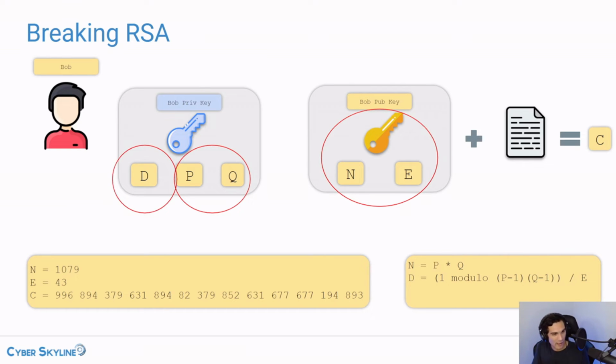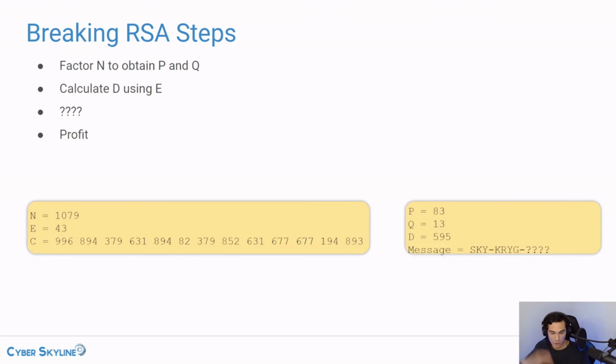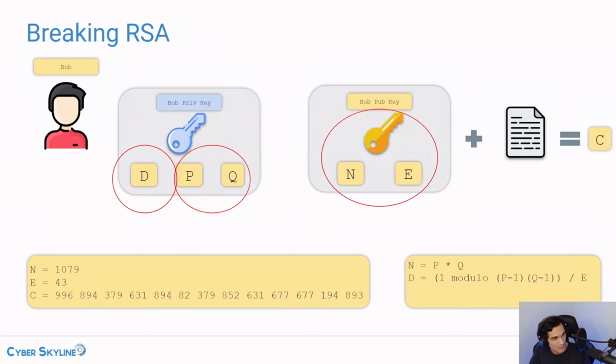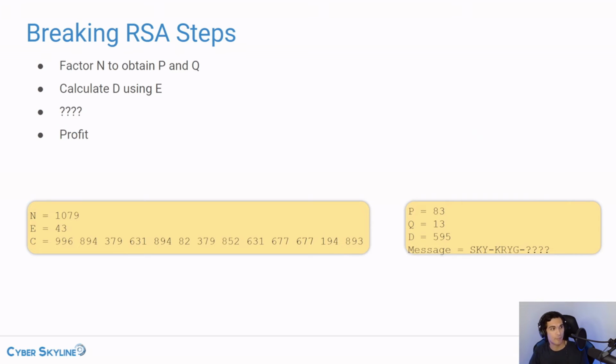So now we've got all of the values. We basically have Bob's private key. We can decrypt the message. So let me just recap the steps that we have here. Step number 1, you're going to factor N to obtain P and Q. Once you obtain P and Q, you can calculate D. I suppose you could do these at the same time, but you're going to factor N, obtain P and Q, calculate D using the E value, and then you're just going to keep plugging those values in until eventually you're able to decrypt the message.